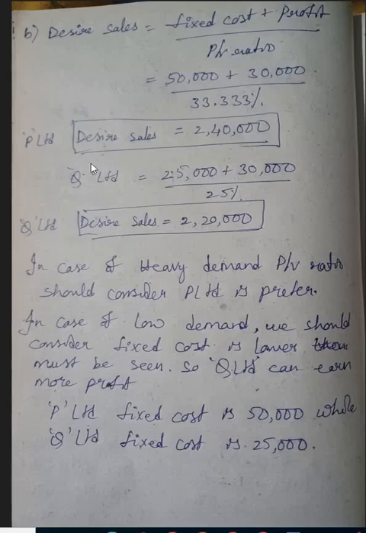Here, in case of heavy demand, the P/V ratio should be considered, so P Limited is preferred. In case of lower demand, we should consider that the fixed cost is lower. Q Limited can earn more profit because P Limited's fixed cost is 50,000 while Q Limited's fixed cost is 25,000.